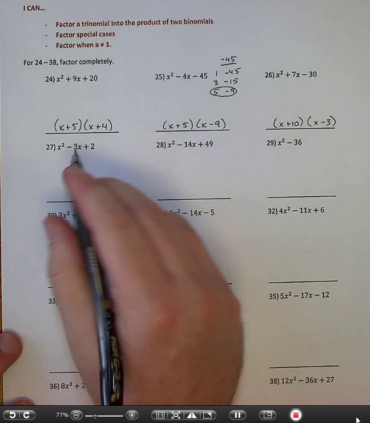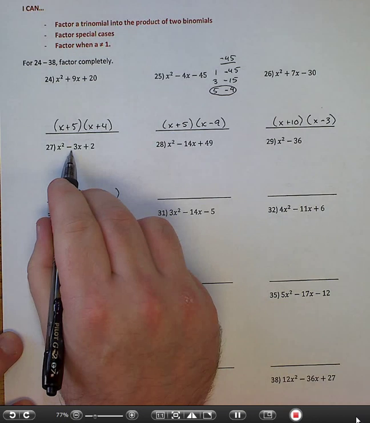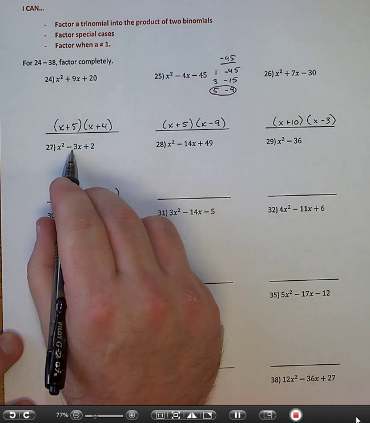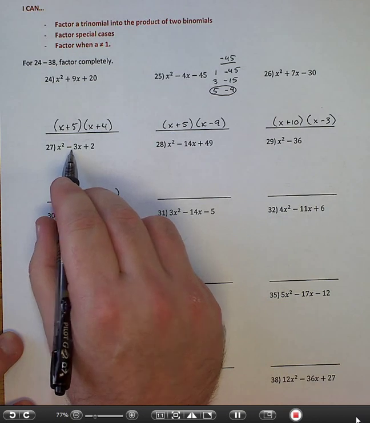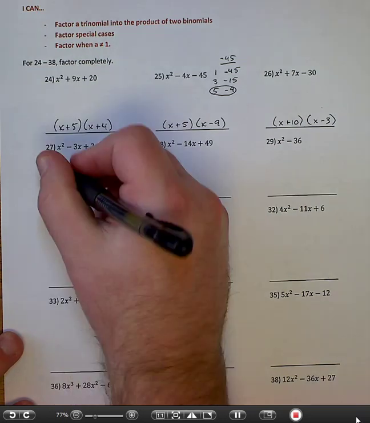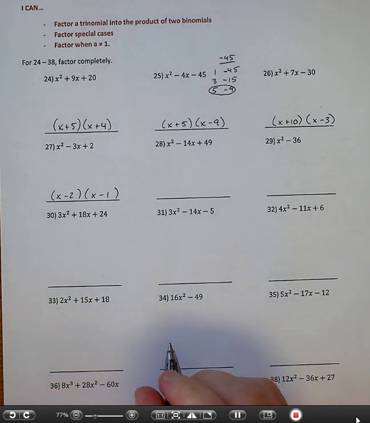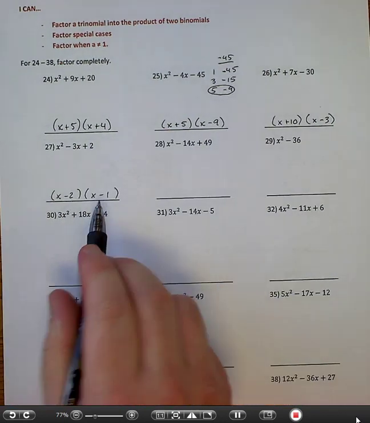Number 27. Two numbers that multiply to 2 but add to negative 3. To add to a negative and get a positive when you multiply, they both have to be negative. So 2 and 1 is all I can do. It's the only two numbers that multiply to give me 2, but negative 2 plus negative 1 does give me negative 3, so that works.